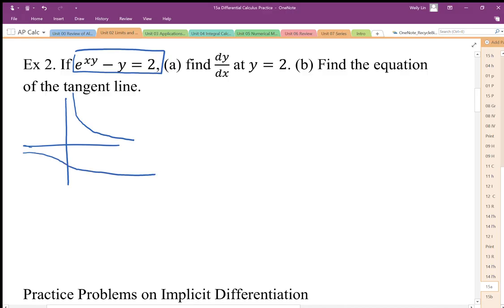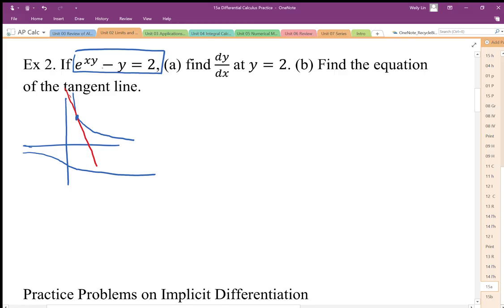So the point that we're looking at is when y equals 2. We want to know the slope at that point and the equation of the tangent line. So we want to find the equation of this line right there. To do that, we need a derivative, so we're going to differentiate this.